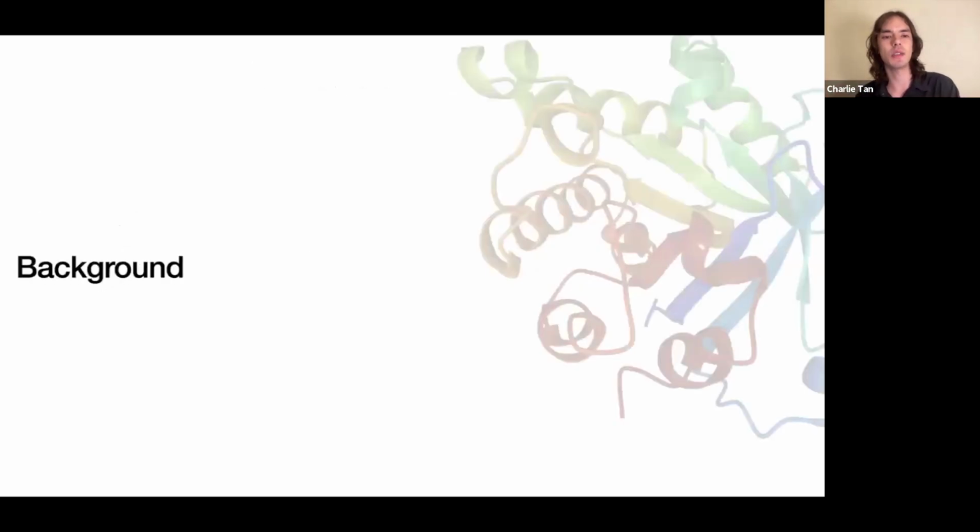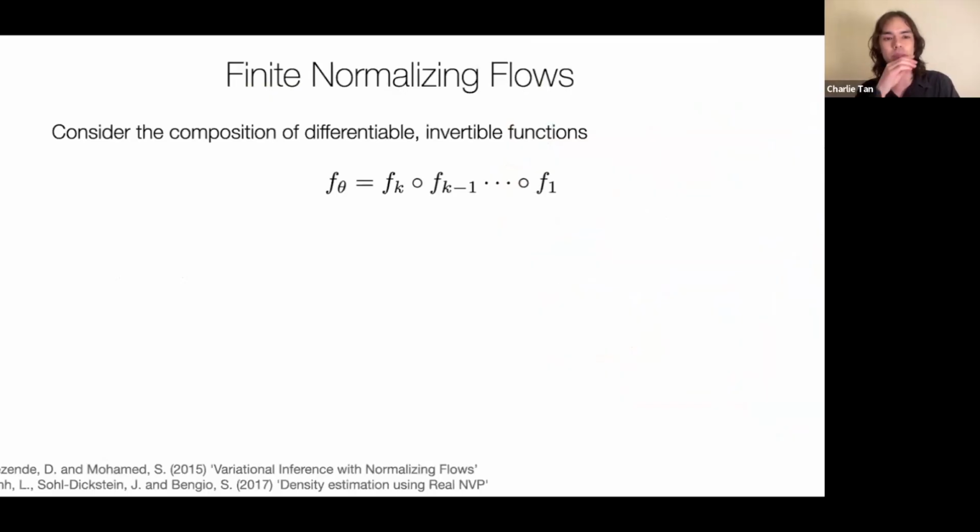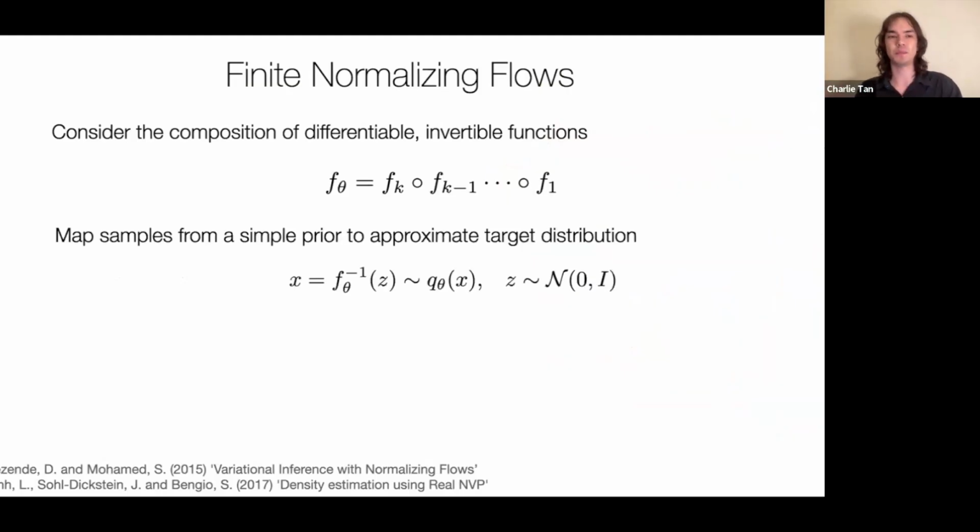And so to get into some of the specific background that we'll need to understand the methods, we'll start with finite normalizing flows, often just known as normalizing flows. These consist of a sequence of differentiable invertible functions that are composed to form a more complex function. Here f theta is the composition of k different functions f. And we train this to map samples from a simple prior to an approximate target distribution, or technically, we train it to map from the target to an approximate prior.